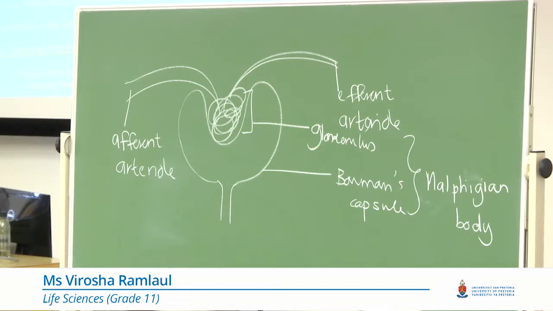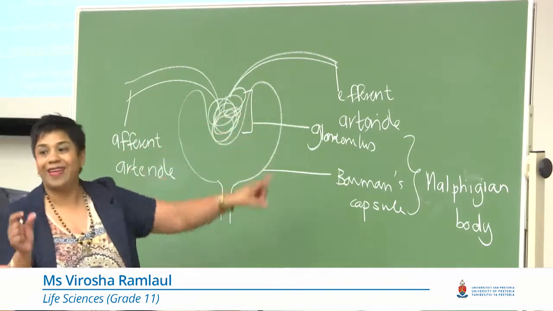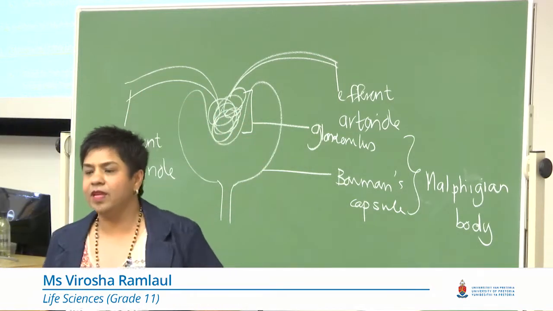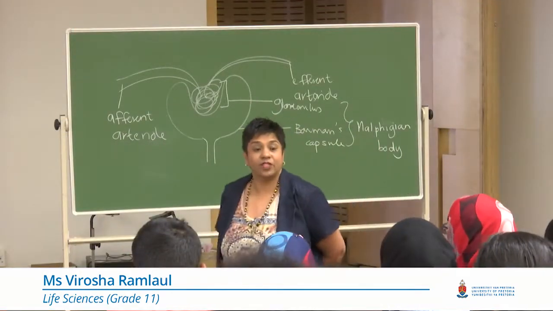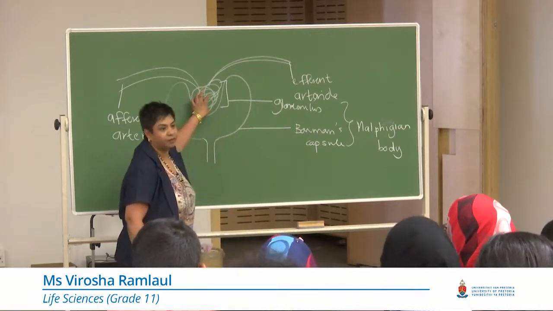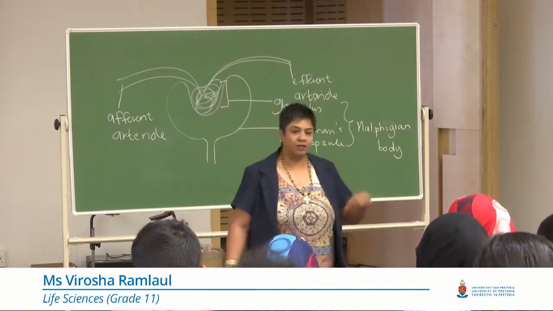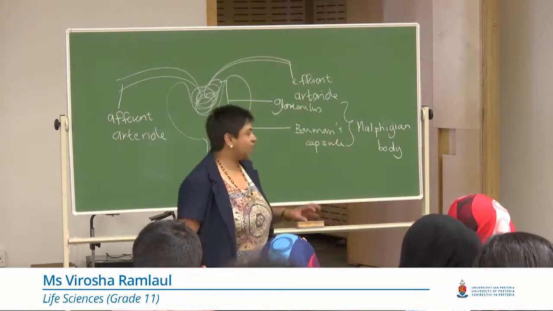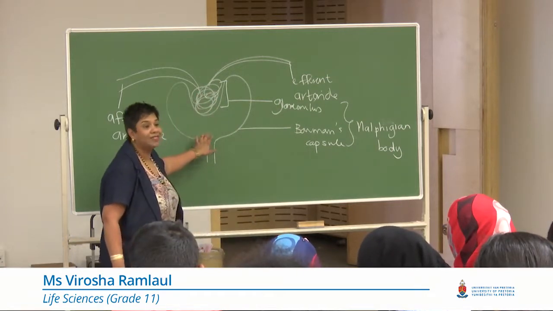You can shorten it. Now, the afferent arteriole is wider in diameter compared to the efferent arteriole. Can anybody give me a reason why? Yes? Increase the pressure. So because of that, there's a pressure that builds up here, and that pressure is responsible for filtering the substances. So only the small substances will be allowed to enter the Bowman's capsule.